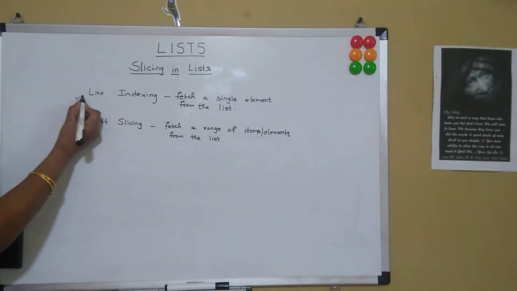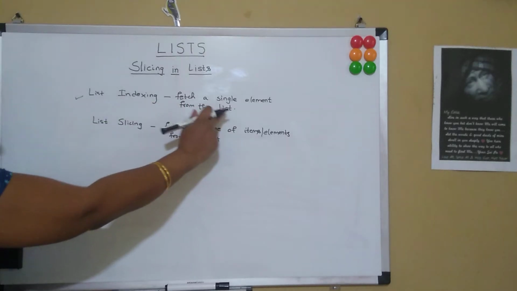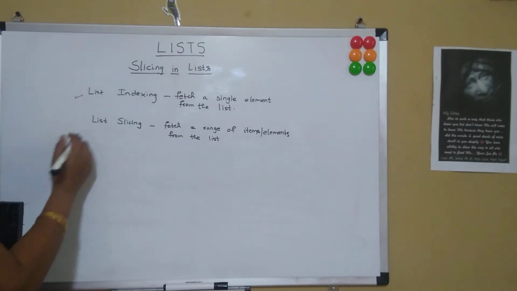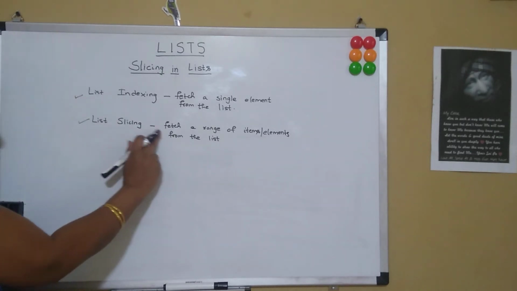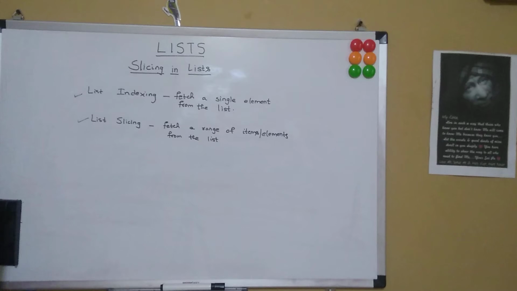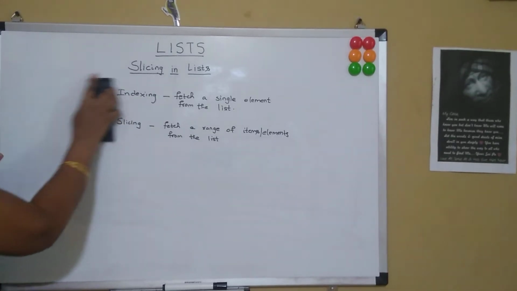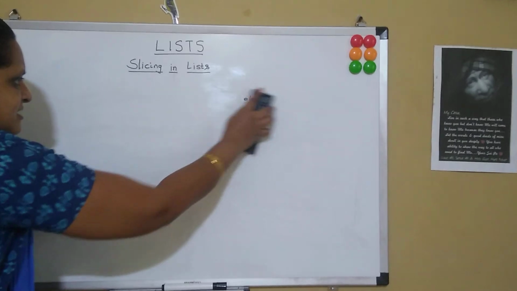So in the previous session, we had looked into list indexing, that is how to fetch a single element from the list. And in today's session, let's cover list slicing, that is to fetch a range of items or elements from the list. So hope so friends, you have understood the difference between indexing and slicing.